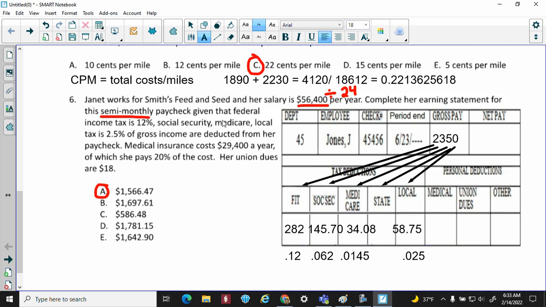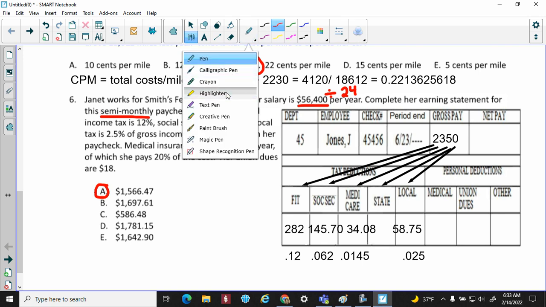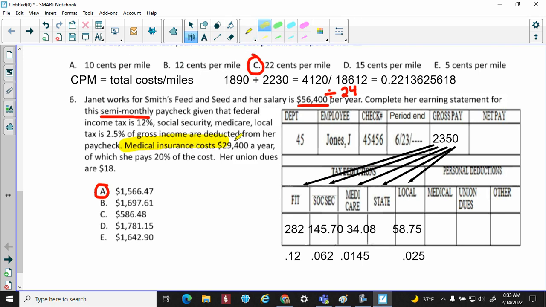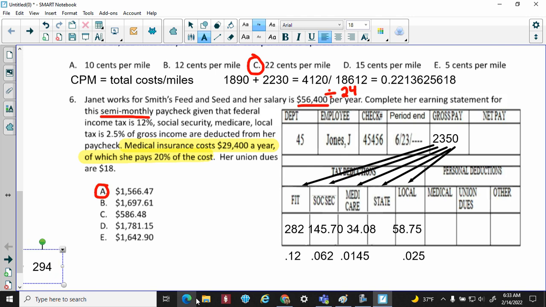Now the medical. The medical is a question within a question. It says here that the medical insurance costs $29,400 a year, of which she pays 20% of the cost. So there's a small problem within a problem. Off to the side, I'm going to take $29,400 and multiply it by 20%, because that's her cost. That's what I'm looking for. So 29,400 times 0.2 is 5,880.